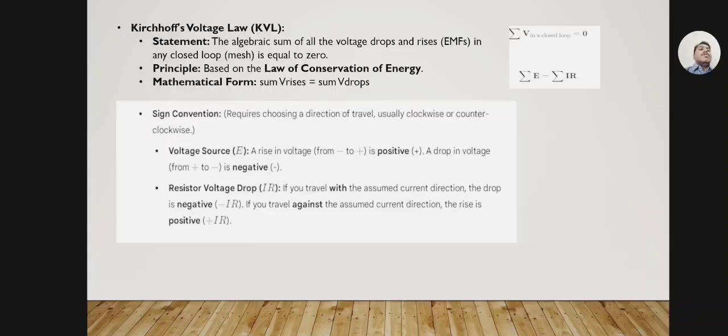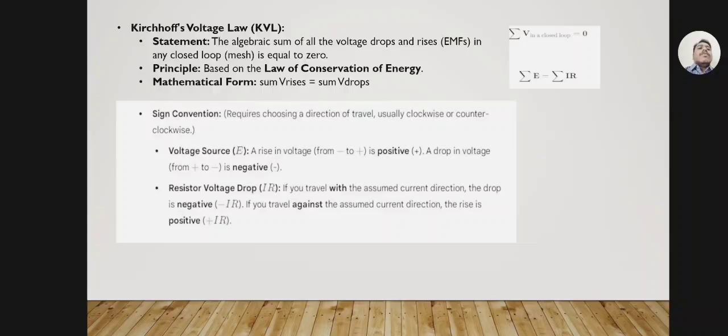Now in KVL, the algebraic sum of all voltage drops and all voltage rises in any closed loop or mesh is equal to 0. Summation of voltages in a closed loop is equal to 0. Summation of voltage drops equals summation of voltage rises. Its principle is based on the law of conservation of energy. Sign conventions are a very important thing. You have to choose either clockwise or anti-clockwise, whatever you choose.